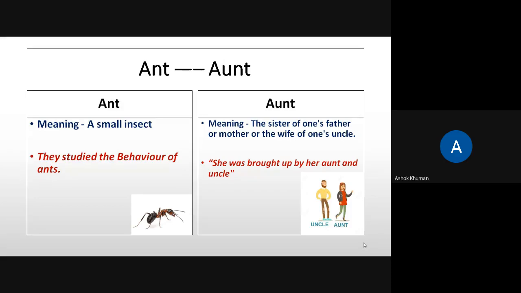So one is a small insect, and here you can see aunt, as in uncle and aunt: the sister of one's father, or mother, or the wife of one's uncle. All of them are called aunt, auntie. So she was brought up by her aunt and uncle. So this is very simple. The only difference is that in the right one, an extra letter U is there that we don't find on the left side for the insect. So you can take a screenshot of this.